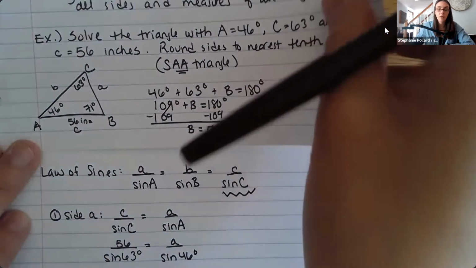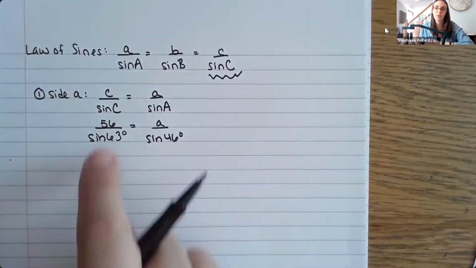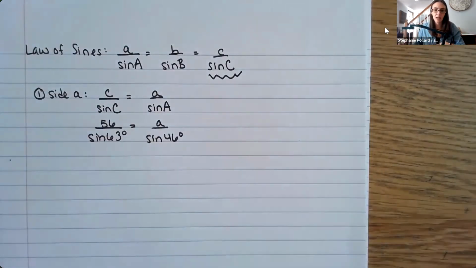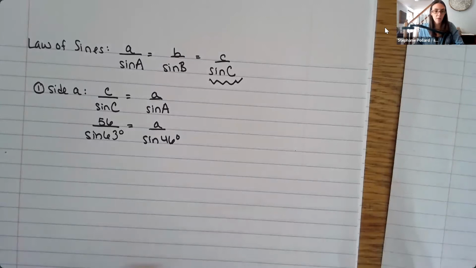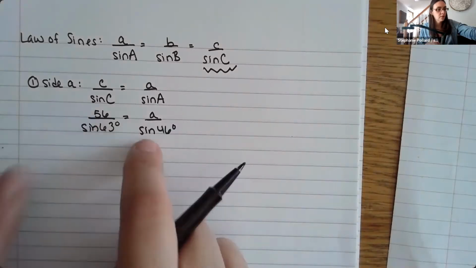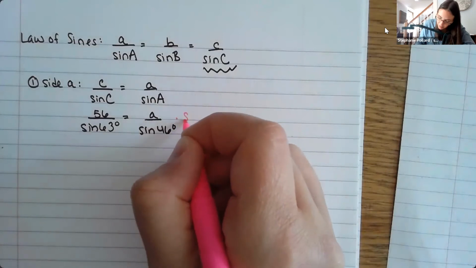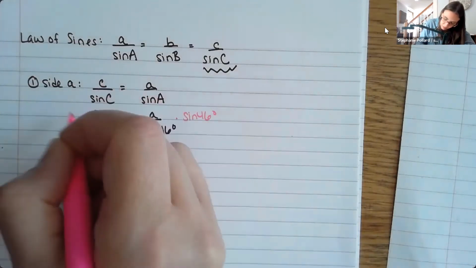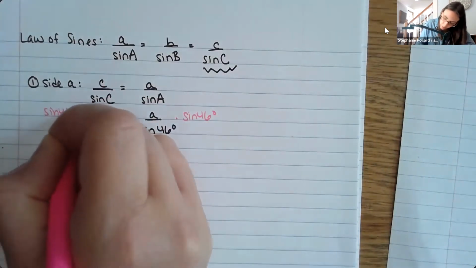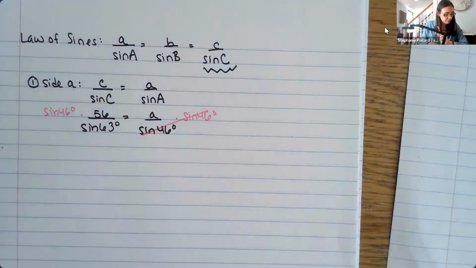Now to go ahead and solve, you do need to have at least 3 of the parts filled in, right? If I don't have at least 3, then I can't go ahead and use this formula. It would not be helpful. So I'm going to keep solving here. What I could do is multiply by sine of 46 degrees on both sides, and that will cancel it from the right.